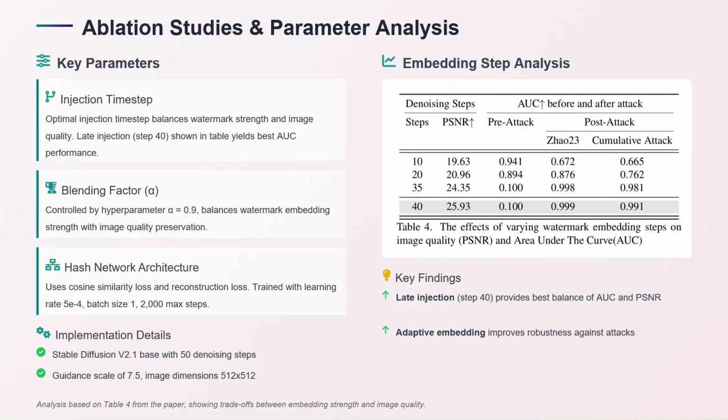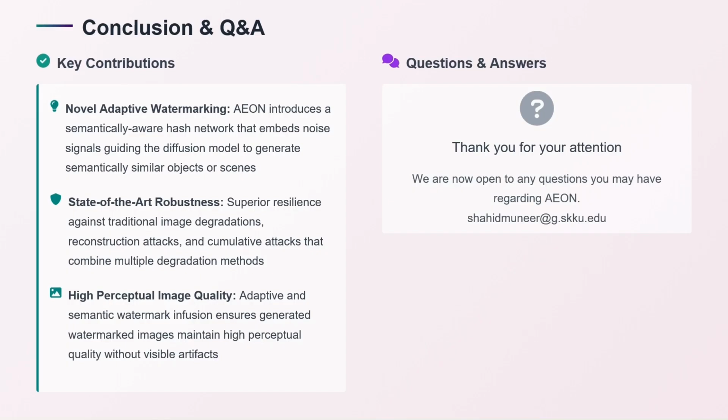We did some ablation studies on different parameters, including the steps. When we embed the watermark at later steps like 35 and 40, the image quality keeps increasing and the robustness keeps increasing. This was shown in the Robin paper, where they discussed that when we embed the watermark in later stages, we can preserve AUC and PSNR. We observe the same phenomenon with a hash that is embedded into the image, and it shows resilience against different adversarial and traditional degradation attacks. It gives a high perceptual quality image that is very close to the original image.